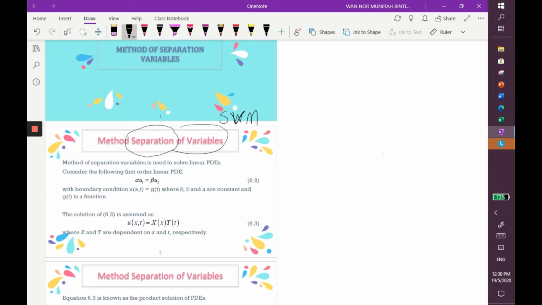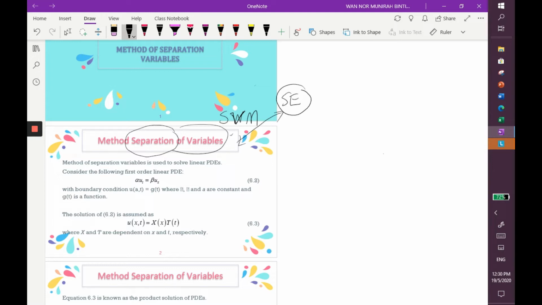The word separation must be familiar to us because in chapter 1 we were already given the 4 types of equation, where one of the equations is the separable equation. So this method, the SVM, is closely related to SE, the separable equation.